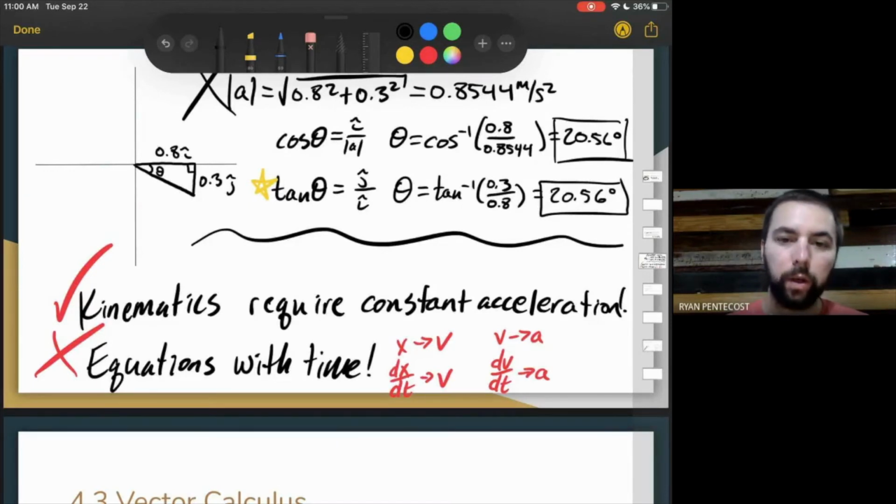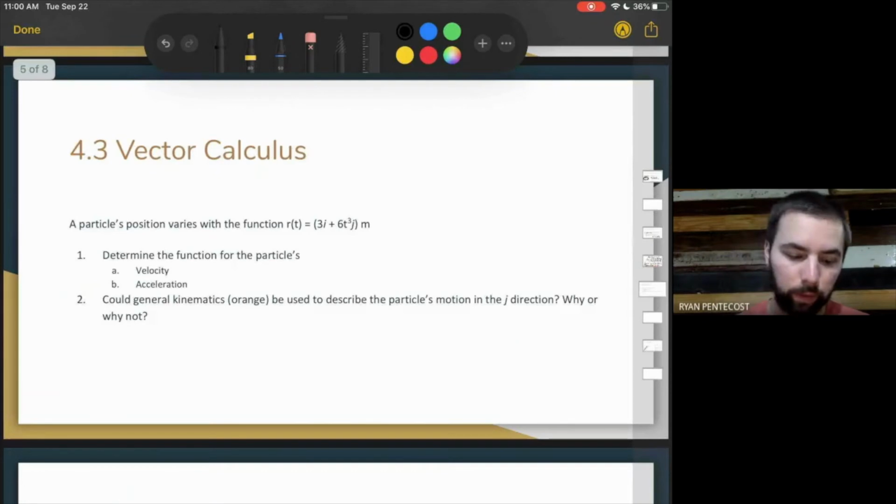Okay, so that is what you would need to do calculus on these problems. Constant acceleration and you need equations that have time in them. All right, so now we're going to go on to vector calculus. So now we will hopefully fit all of this criteria.